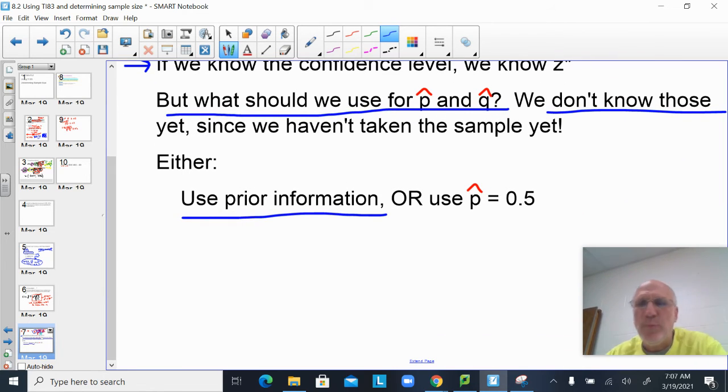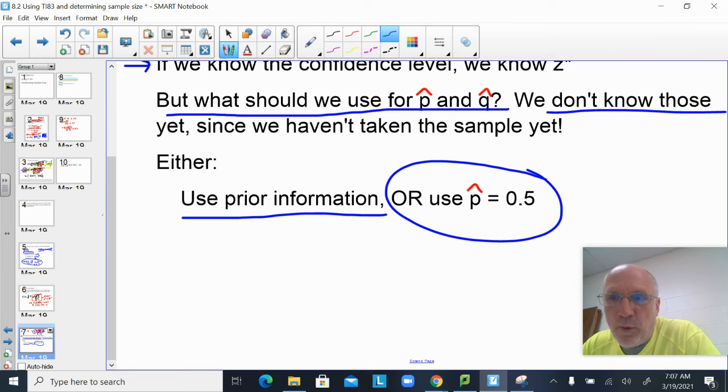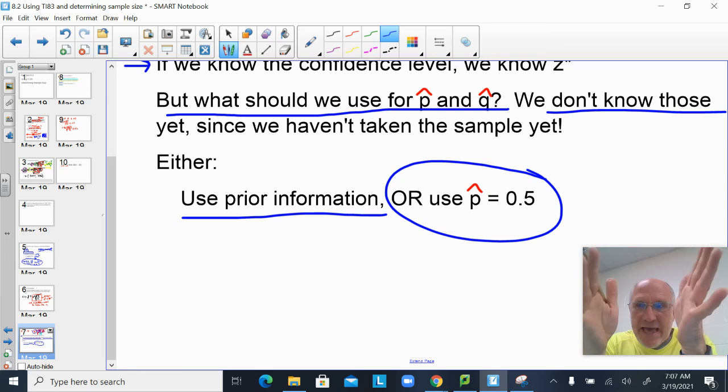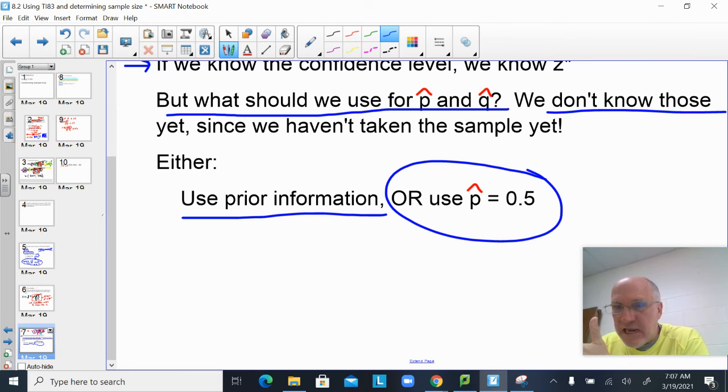Sometimes a problem will give you prior information, like last year, 72% of people liked pizza. If it gives you that, use that for P hat. If it gives you no prior information, just default to 0.5. That will be as conservative an estimate as possible, so it will actually make the sample size bigger than if you know prior information. But either one of those is fine, depending on the problem. So then you're going to plug in a number for P hat and a number for Q hat, and then do the algebra to solve for N. Remember, the ultimate question is how big a sample should we use?